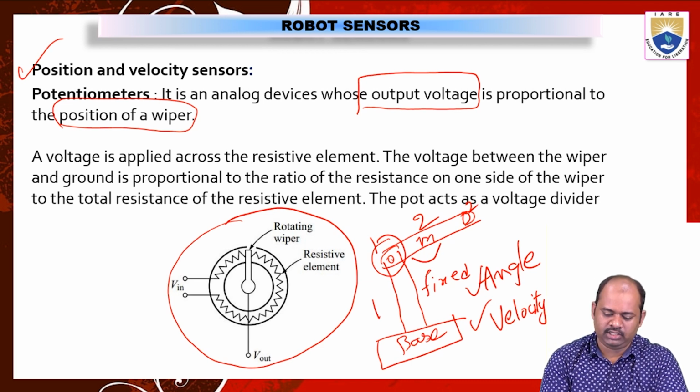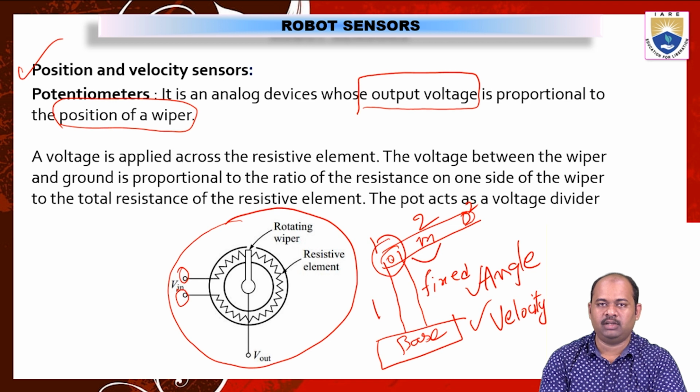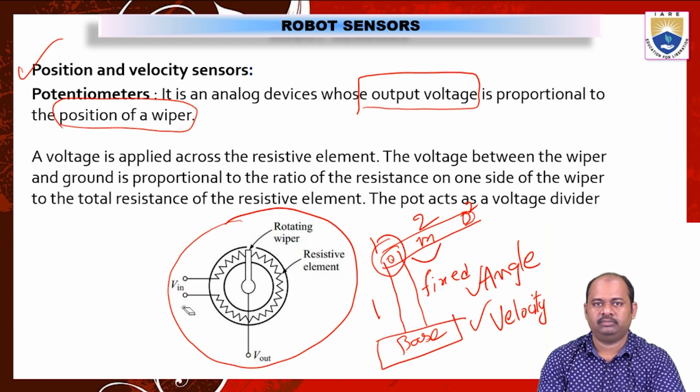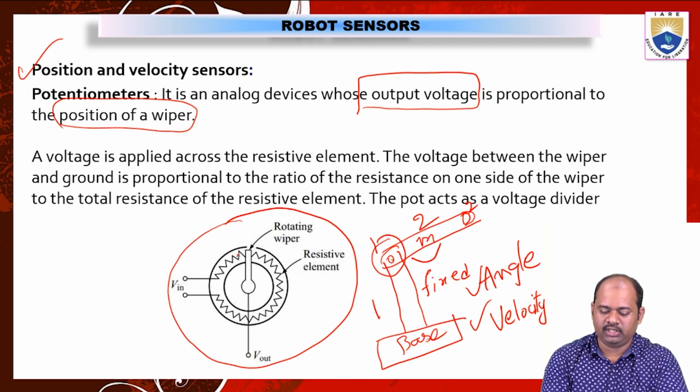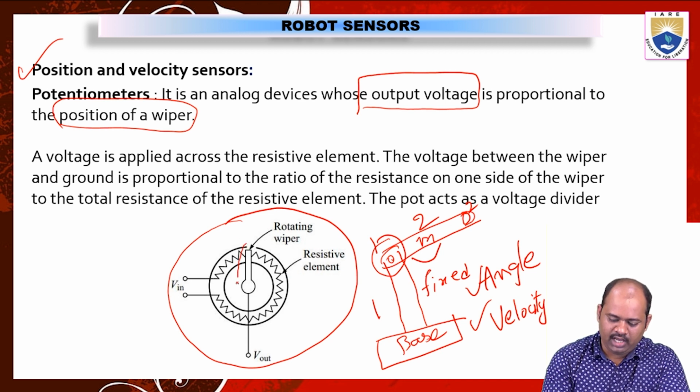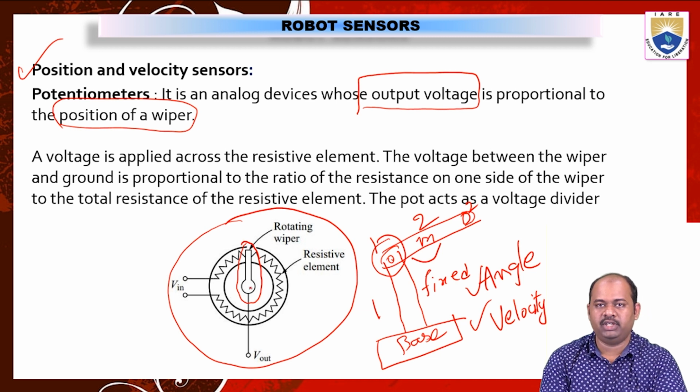This resistive element is connected to a battery or a power source, and some voltage is applied to the potentiometer. The current passes through this resistive element, inside which I have a wiper. This object is called the wiper. What does this wiper do? It is simply kept in contact with the resistive element, and this wiper can rotate through 360 degrees.